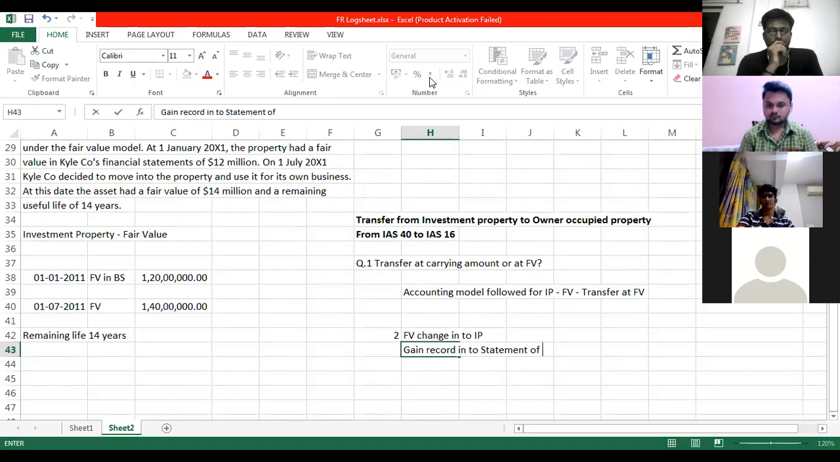Who is saying OCI, and who is saying profit or loss, and what is the reason? Profit or loss, because the property is going from investment property to owner occupied. Okay. And OCI would be when it is transferred from owner occupied to investment property.